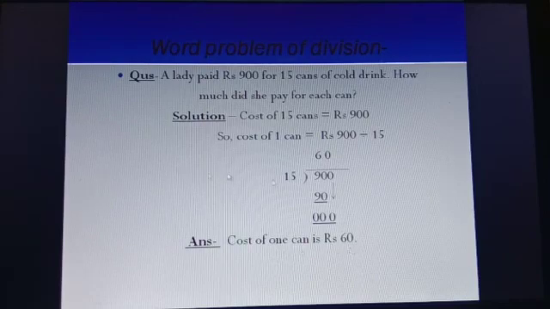In this way many types of word problems are also given in our textbook, so we will practice them from the textbook in the classes.